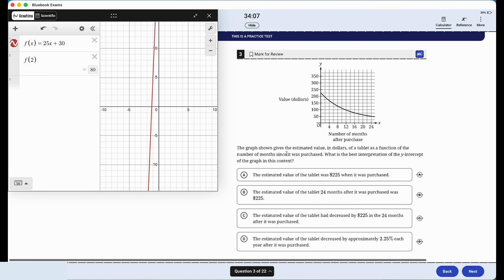Next up, 3. We got this graph. It says the graph shows the estimated value in dollars of a tablet as a function of number of months since it was purchased. What's the best interpretation of the y-intercept? You'll see these questions about interpreting the x-intercept or y-intercept. The y-intercept in general represents just an initial value in a word problem sense, because a lot of times it doesn't make sense for us to have negative numbers for x. Like here, you don't have negative months, so we start at 0. And so 0 is the starting point, so this 225 should be the value when it was purchased.